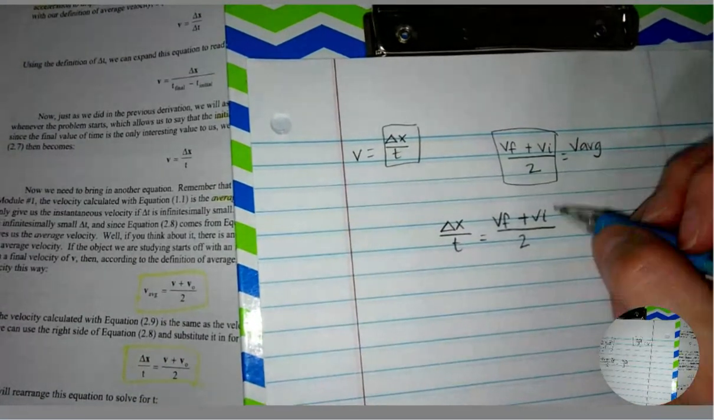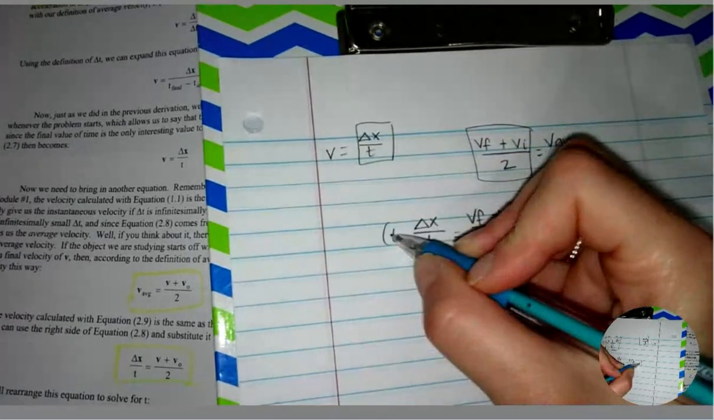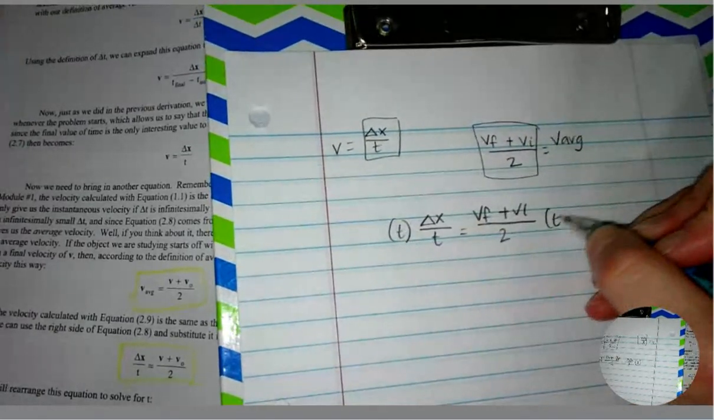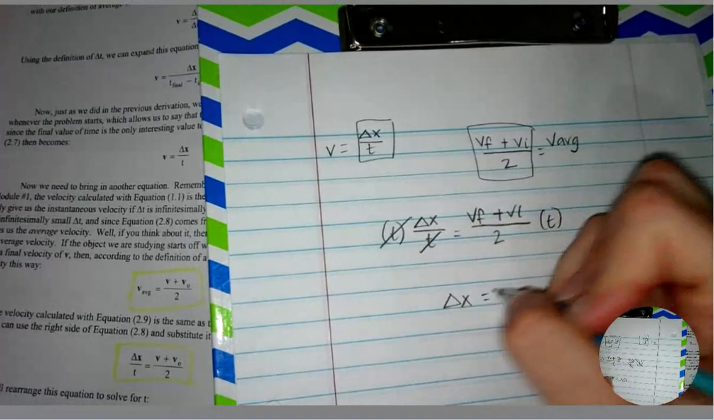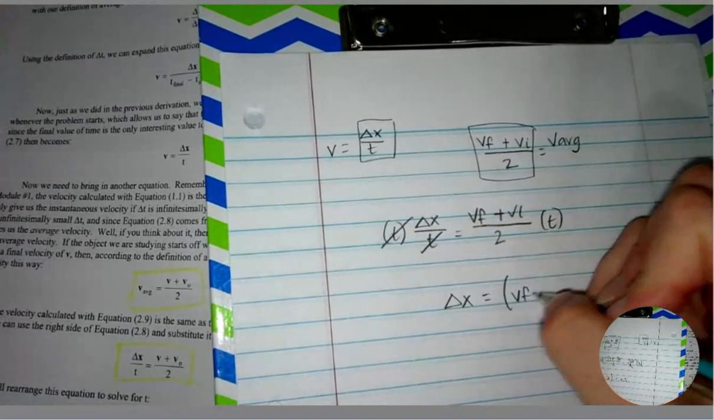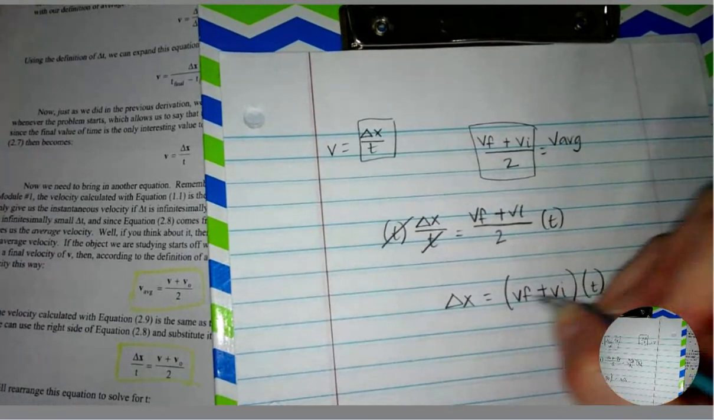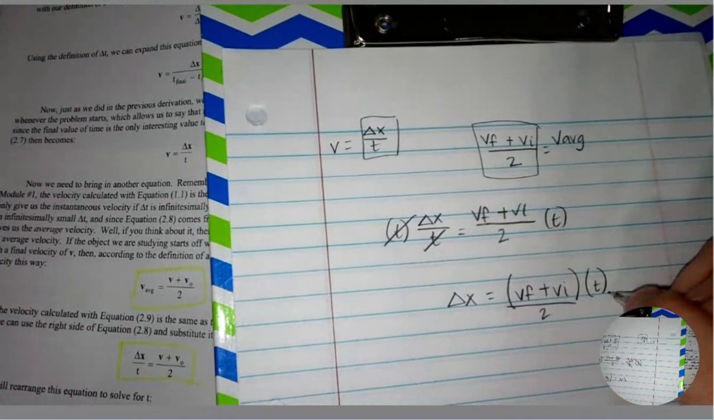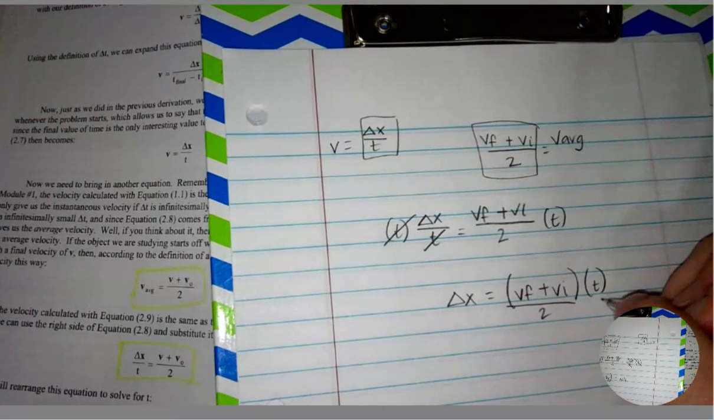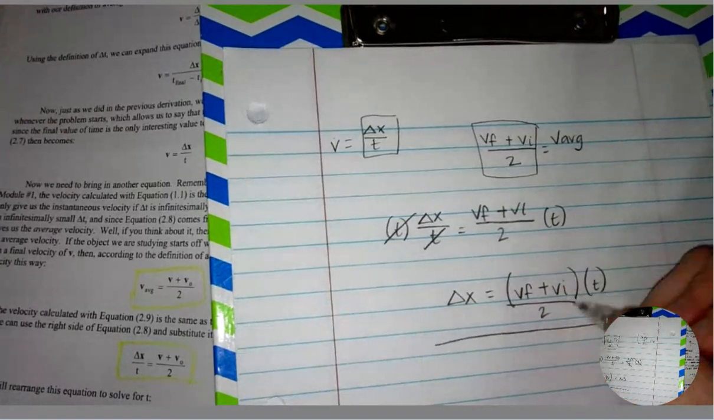Let's solve for time. To solve for time, we've got to get it out of the denominator. So we're going to multiply both sides by t. On this side, it cancels out. We're left with displacement equals vf plus vi times t divided by 2, right? We need to get this out of here. So we're going to divide both sides by this whole big conglomerate.